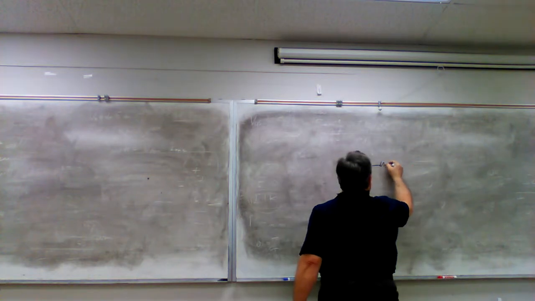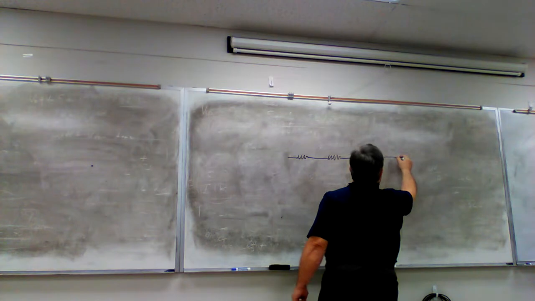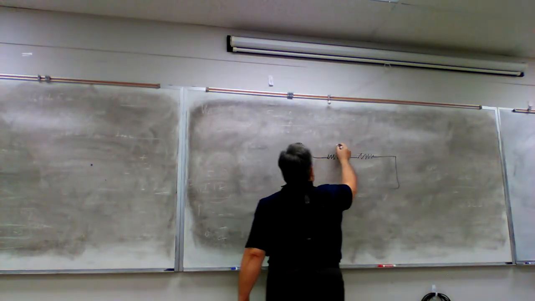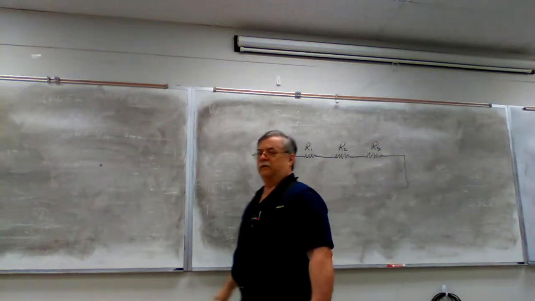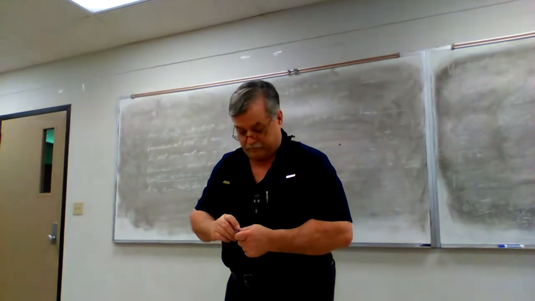R1, R2, and R3. They're all in series. That means that whatever current is flowing through one of them must be flowing through all of them.